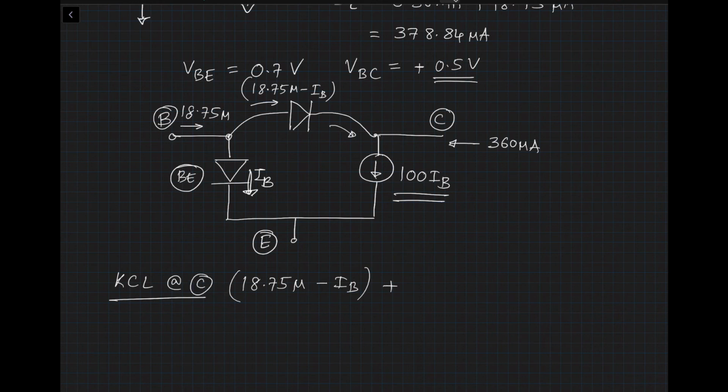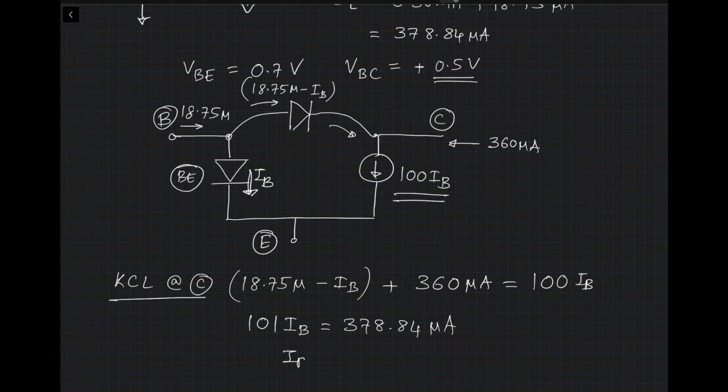So let's solve these two equations. The collector current, 360 microamps plus IB, is equal to 100 times IB. So we can say 101 times IB is equal to 378.84 microamps, and IB is equal to 3.75 microamps. So our final DC operating circuit for the transistor in saturation will look like this now.